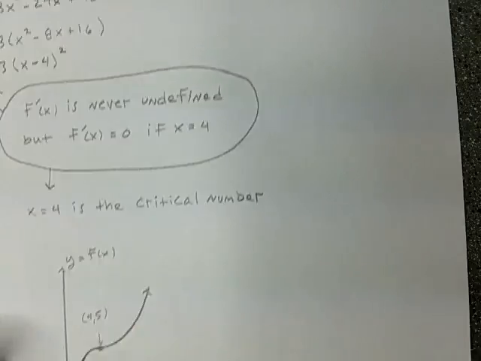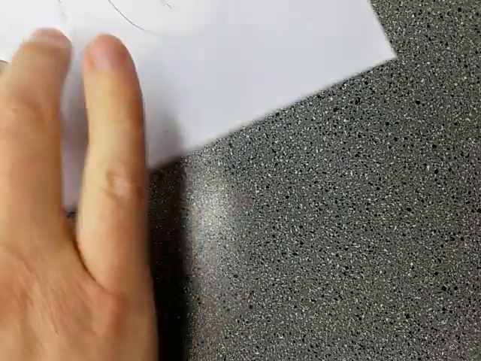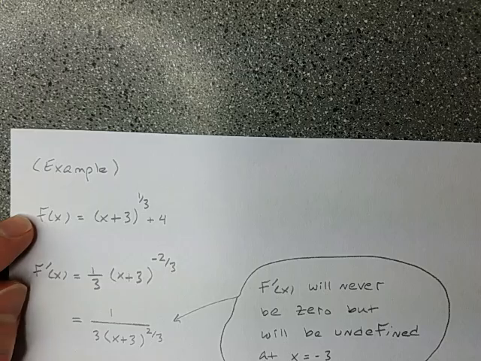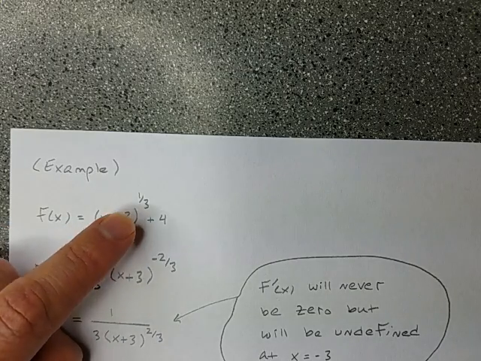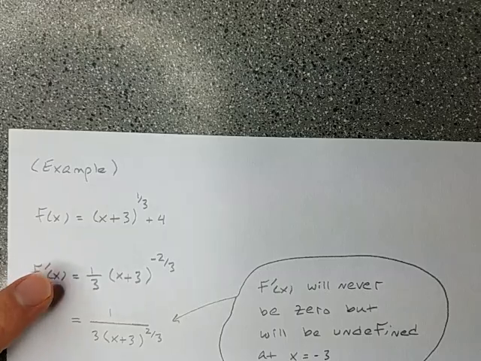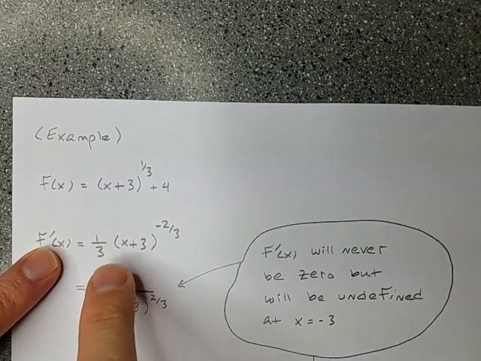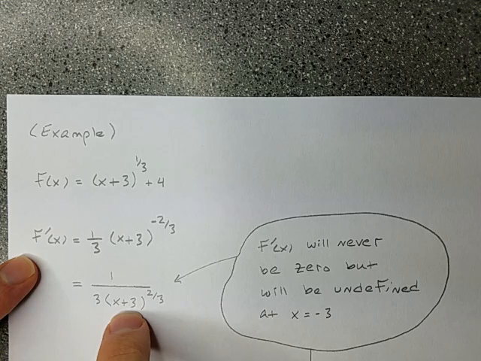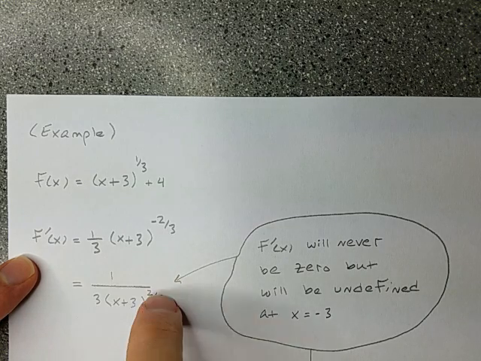Okay, so let's see one more, and then I think we have a decent survey of basic examples, all right? So what about this one? f(x) = (x + 3)^(1/3) + 4. All right, so say we find the derivative of that. Not too hard to do with the rule. And then I rewrite it a little bit, and I notice it's a fraction. It's 1/3 times (x + 3)^(2/3).